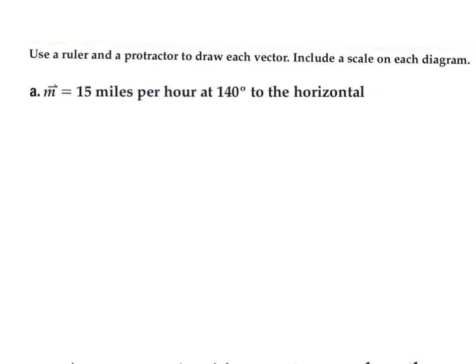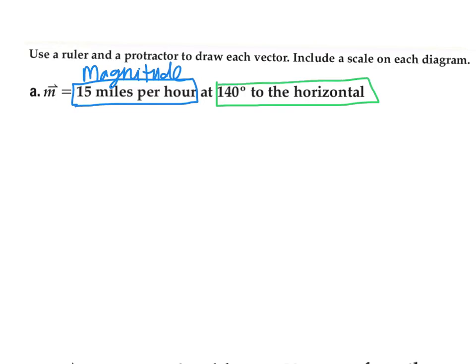All right, guys, so here's the first problem. Let's figure out how to draw this vector. Remember, a vector has two things. It has magnitude and it has direction. They've told us that the magnitude of this vector is 15 miles per hour. That is the magnitude. And they've told us that the direction of the vector is 140 degrees to the horizontal. That's the direction. We need to use these two pieces of information to draw the vector.